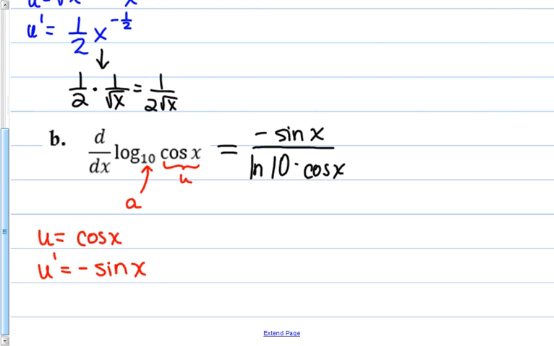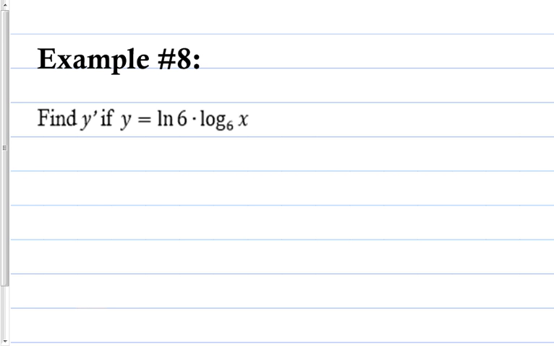And look, once again, sine over cosine. That's actually tangent. I wrote that earlier in one of the other examples, example 6. So what I really have is negative tangent of x over the natural log of 10. And there's my answer to that. Okay, moving on.